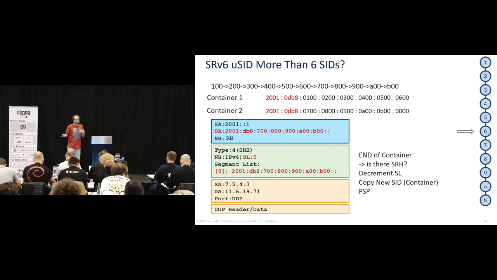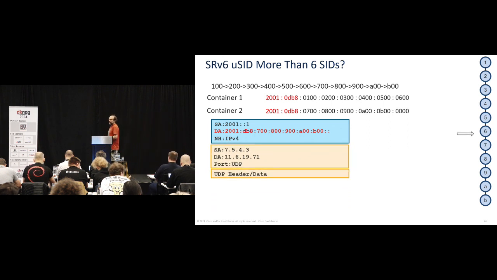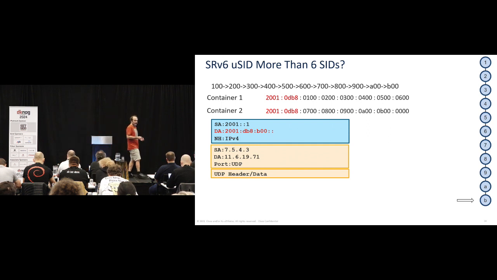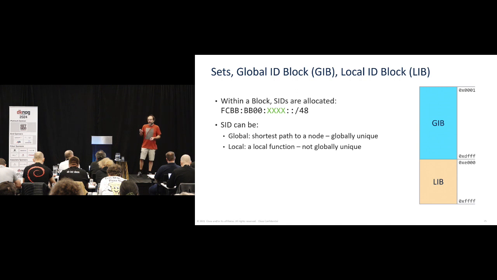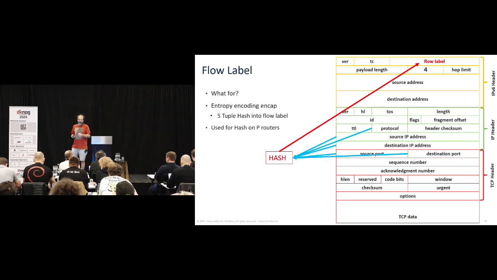But we said we want to be optimal, so we do what we call PSP, penultimate segment popping, because that last container is already in the destination address. I don't need the SRh anymore, so I will just remove the SRh and forward the packet. This way, I will do shift and forward, shift and forward, shift and forward on all the subsequent routers, and at the end, I will reach my final destination. Okay, I'll skip this slide for the time, but we will get there.